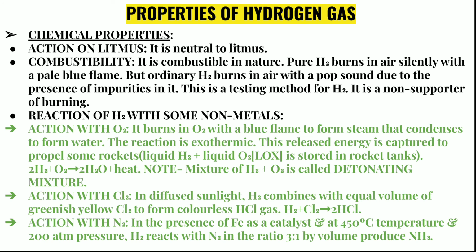Next we come to some chemical properties. Now, action on litmus. Hydrogen gas is neutral to litmus. That is, it does not change moist blue litmus paper red, or moist red litmus paper blue. It is neutral to litmus and does not change the color of the litmus.